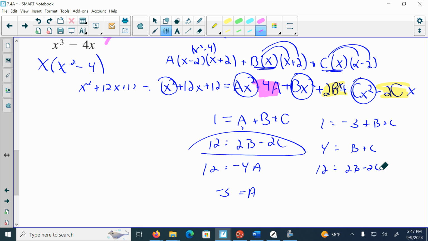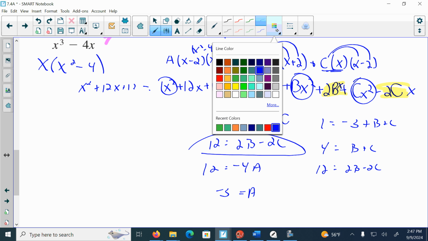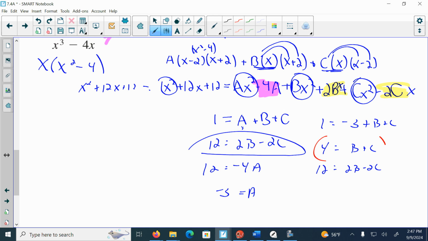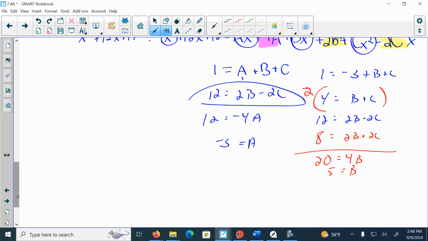I'm going to choose to do elimination. So I'm going to multiply the top equation by a negative, no, just 2, just plain 2. I'm going to have 8 is equal to 2b plus 2c. So I'm going to have 4b is equal to 20. So b is equal to 5. And then substituting it back into either one, let's go with the easy one. I'm going to say 4 is equal to b, which is 5, plus c. c is equal to negative 1.